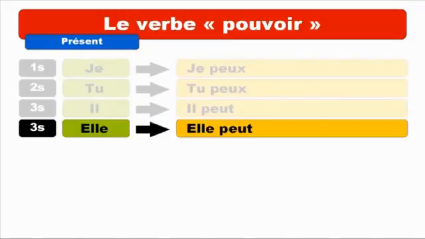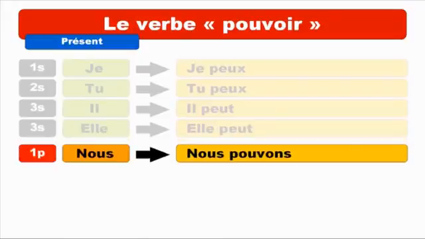Let's see how it goes for the plural, and be careful because for nous it's changing a little bit. Nous pouvons. You write this OU and you pronounce it OU. If you combine it, nous pouvons. You don't pronounce the final S. Nous pouvons.